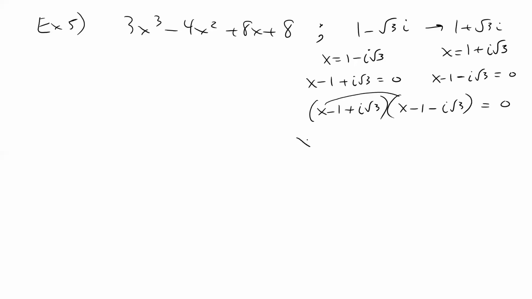x times x is x squared, minus x. Oh man, this is going to be a minus x i root 3. Phew, okay. So let's go to the next one here. This is -1 times x, which makes negative x. -1 times -1 makes a positive 1. And -1 times all that makes a positive all that.